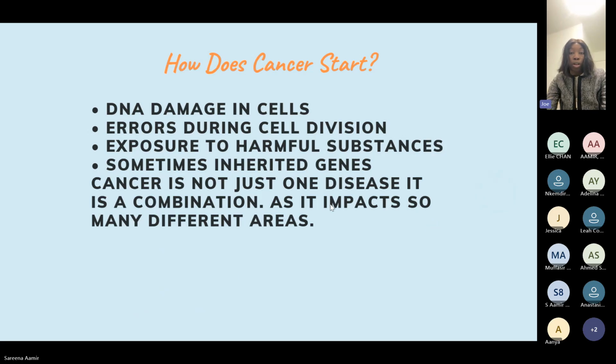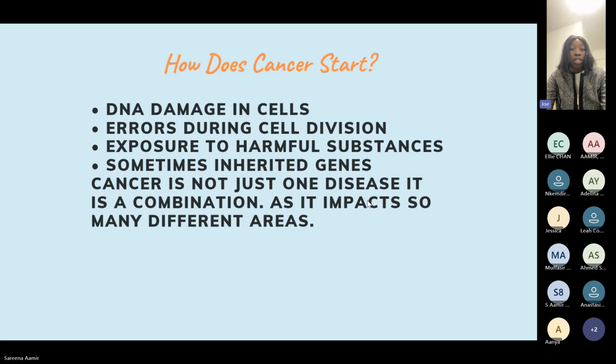So how does cancer start? Cancer starts when there's damage, DNA damage in cells. There's errors during cell division. There's exposure to harmful substances. Sometimes some cancers can be inherited through genes. For example, the BRCA gene in breast cancer.